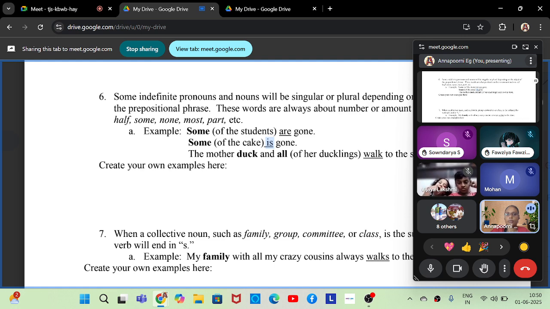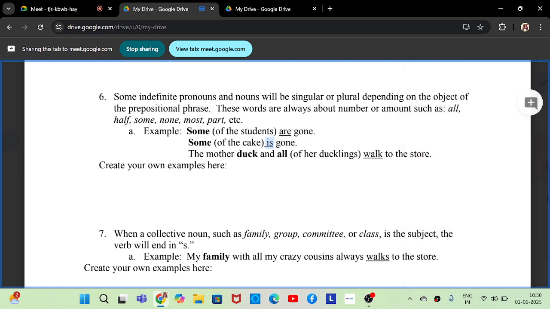One more example. The mother duck and all of her ducklings walk to the store. Here the subject, the mother duck and all, is already plural. And ducklings is again plural. So you are writing walk to the store.